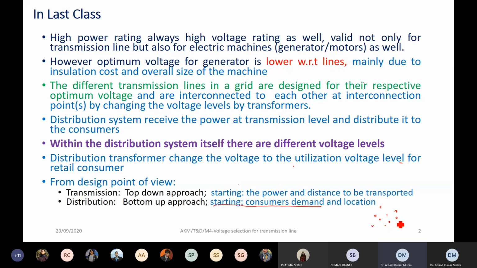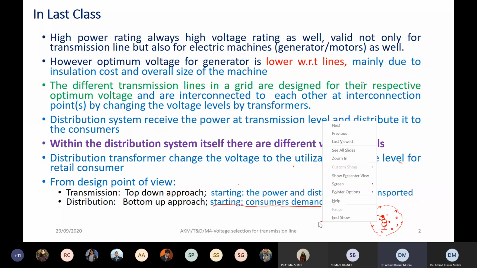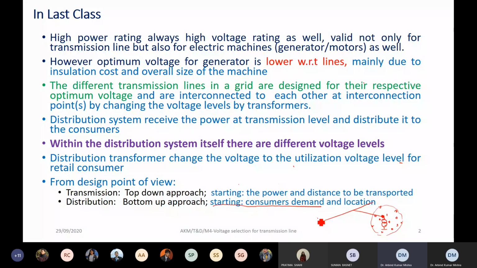So these are the consumers, suppose. Now, as the starting point, you calculate how much power will be required for all these consumers. Then you will work out that if I put a distribution transformer over here, how much capacity this distribution transformer will need. Then from this distribution transformer, what is the optimum way to connect it to the primary distribution system, and then how this primary distribution ultimately comes from the substation.